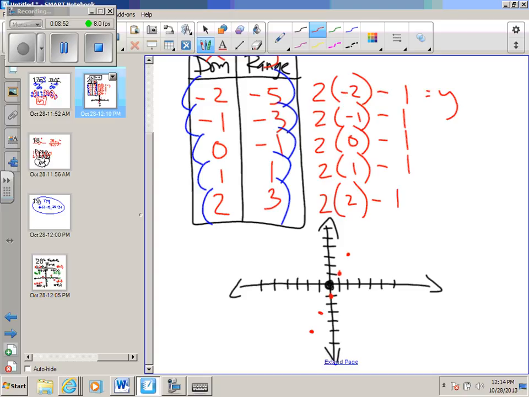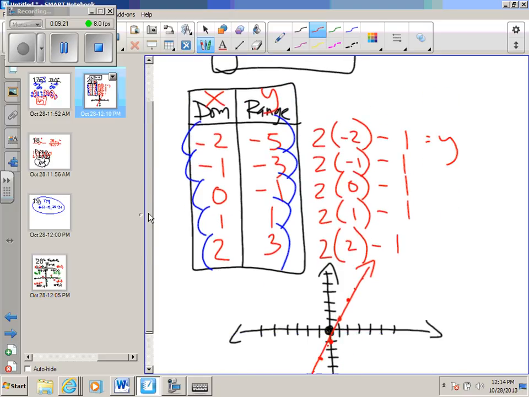Should be in a line. We should be able to connect them, drawing arrows on them, which shows that it goes on in either direction forever and ever and ever, and that any point that falls along this line is also what? Yeah, solutions to the equation, right? Yeah, absolutely. So we would say y equals 2x minus 1.